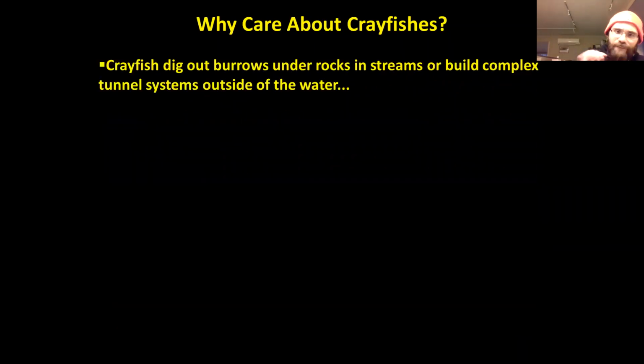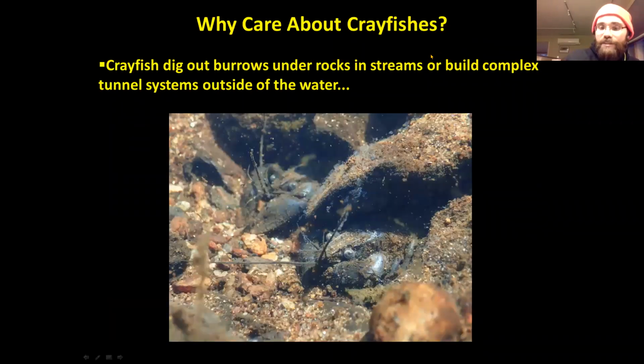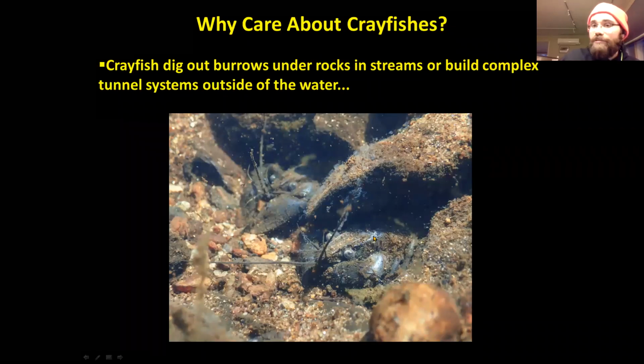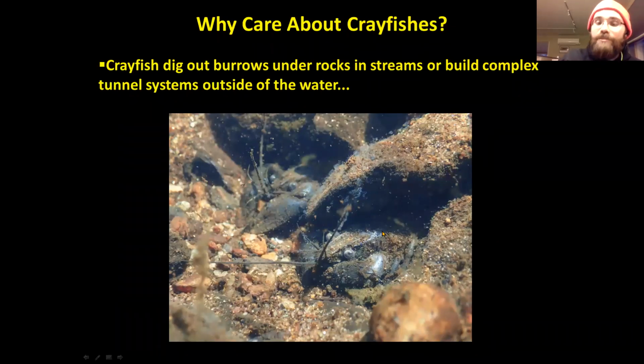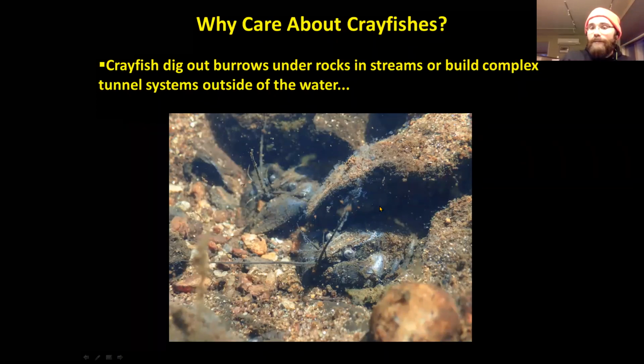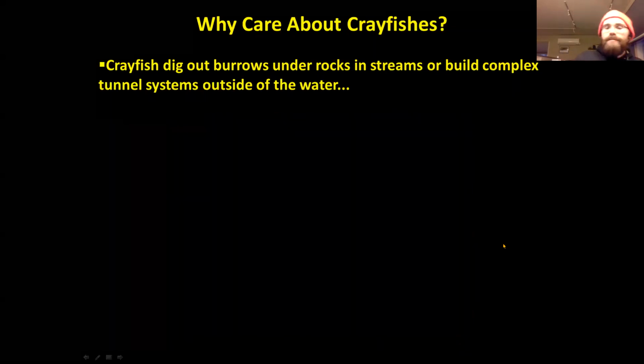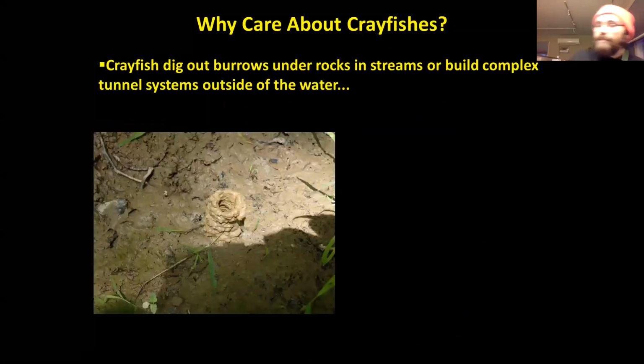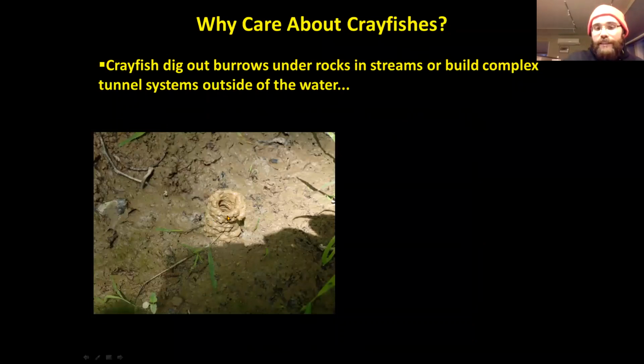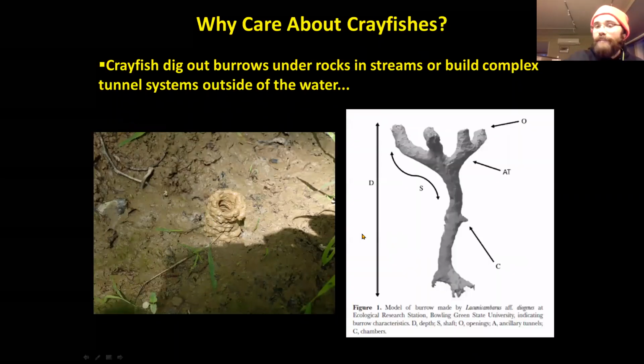So crayfish are going to dig out burrows under rocks in streams. Here we can see we have spiny cheek crayfish, which are native crayfish to Massachusetts. They have dug out some holes underneath of rocks where they are living. And then other species end up building these little mud chimneys. So deep down in here, you have a very complex tunnel system where the crayfish is able to dig all the way down to groundwater, and that's how they're able to keep their gills wet.